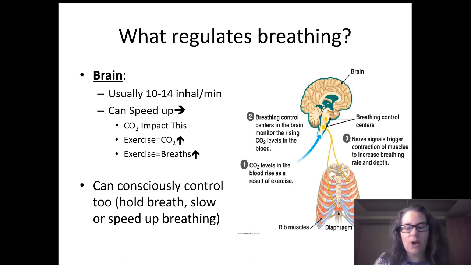If you were to go out and run a marathon, and you're working your muscles and running cellular respiration really fast, then you're going to be making a lot of CO2. That's going to raise your CO2 levels in your bloodstream, and your brain will recognize that and start to increase your breathing to accommodate that and to try to exhale off that CO2.